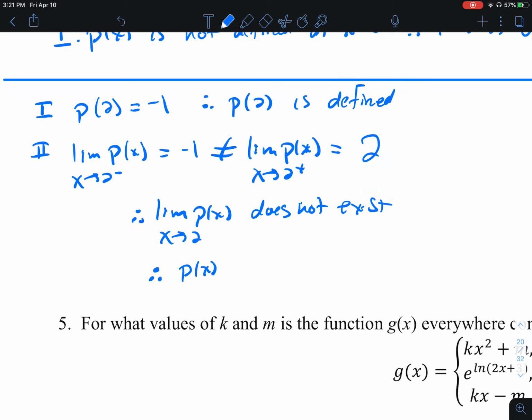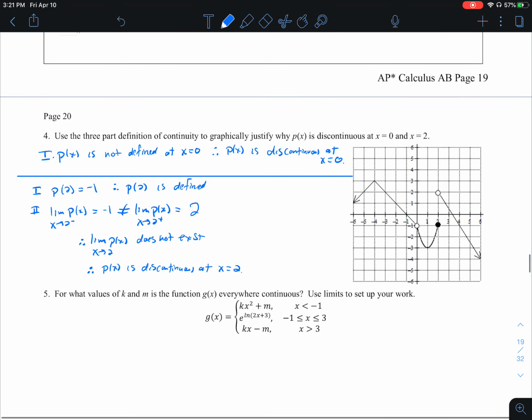Therefore, P of x is discontinuous at x equals 2. Make sure I answered the question. Use the three-part definition of continuity to graphically justify why this function is discontinuous. Yeah, we did that. All right, moving forward.